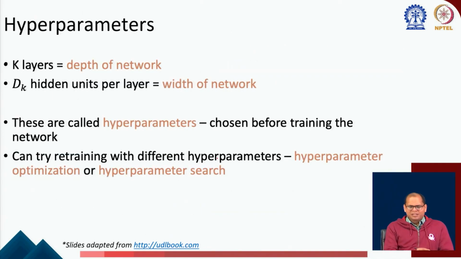So, what are the hyperparameters I use? What is the depth of the network? I can use k layers. I just talked about 2 layers, but you can use many more layers.